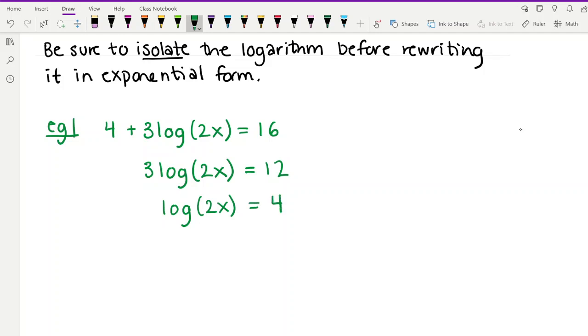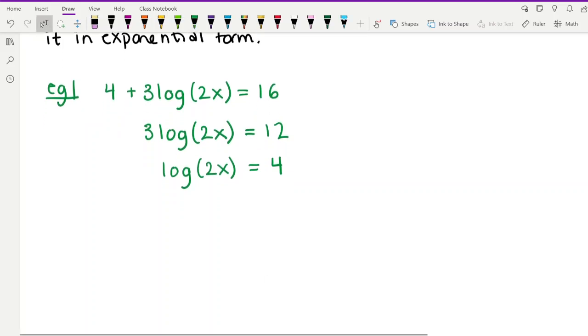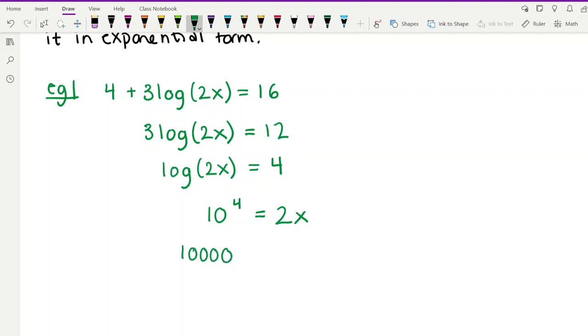Okay, so now we're ready to rewrite this in exponential form. We have to remember that when we have just log, that's a log with a base of 10. And so when we rewrite this in exponential form, our base is 10, our exponent is 4, and that should be equal to 2x. So 10 to the 4th power is going to be 10 with 4 zeros. Is that 4 zeros? Yes, I think it is. So 10 with 4 zeros is equal to 2x. And now to isolate x, we just divide both sides by 2, and we find that x is equal to 5,000.